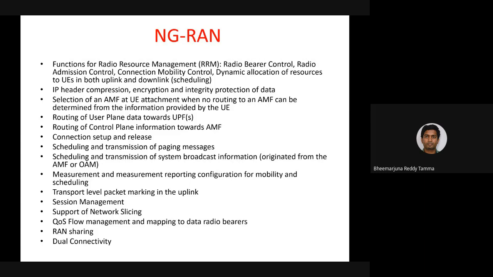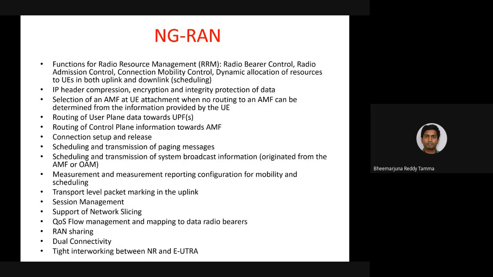Dual connectivity: you have already seen how a user equipment can be connected with multiple base stations, where it can get a split bearer from one master base station, or it can get two bearers established all the way from the core network to the user equipment. One goes over the master node and the other goes over the secondary node.